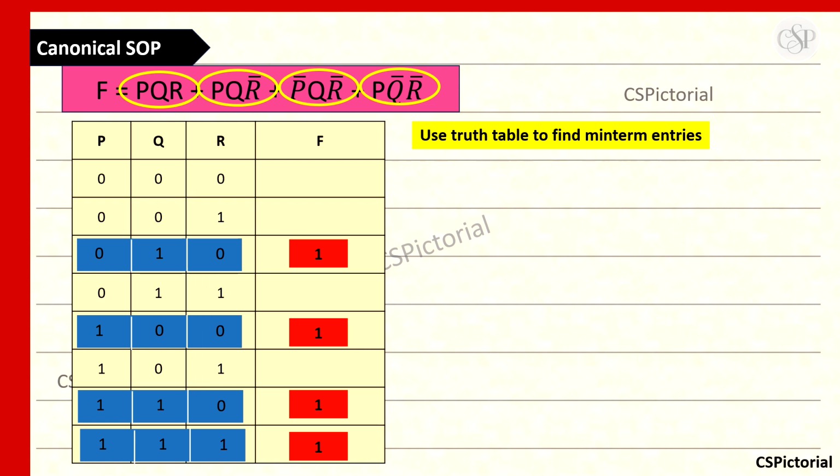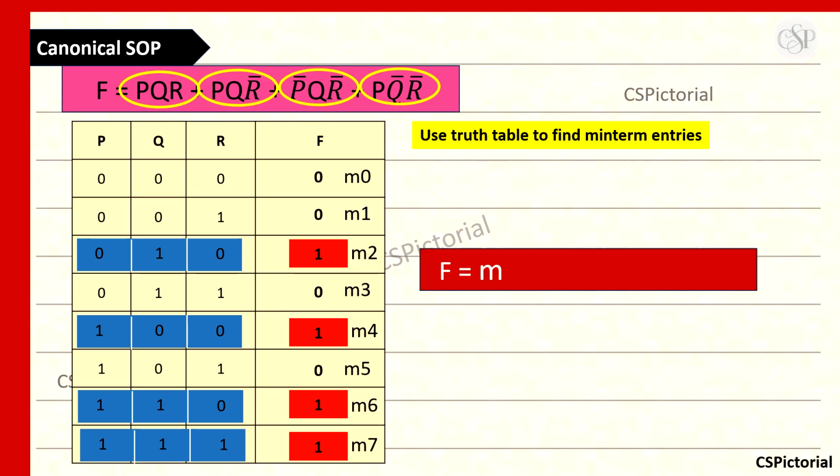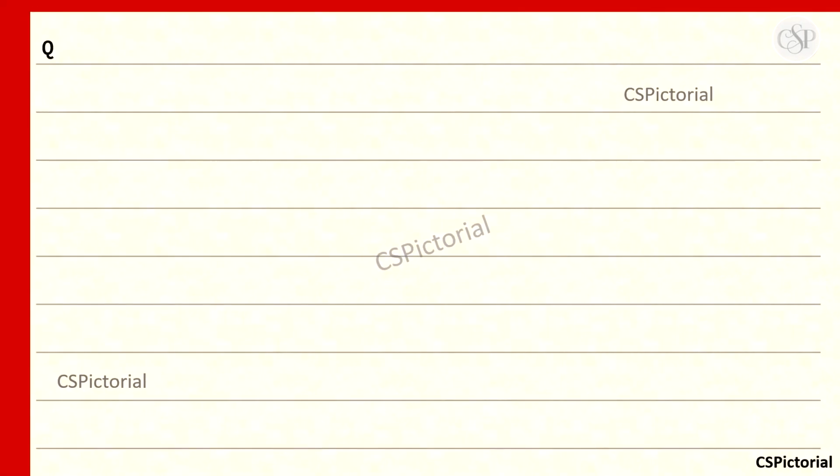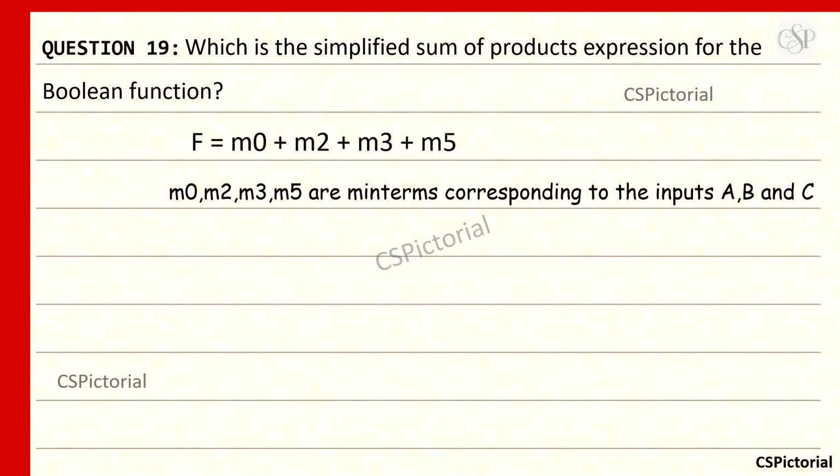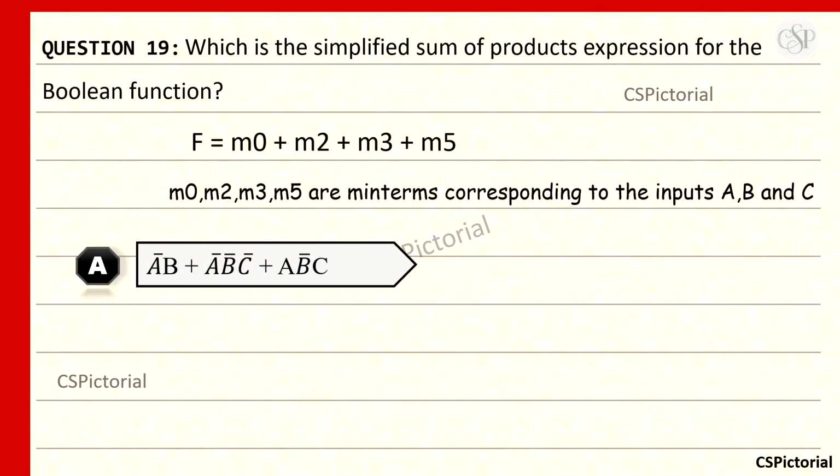Now mark the minterm representations as M0, M1, M2, etc. up to M7. Pick out the minterm entries for which the output value is 1. Thereby the output becomes F equal to M2 plus M4 plus M6 plus M7, which is the simplified sum of products expression for the Boolean function F equal to M0 plus M2 plus M3 plus M5.